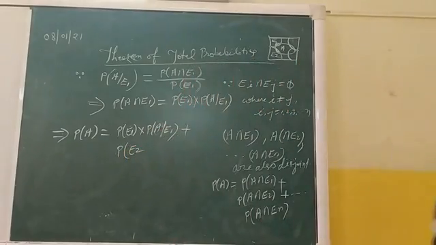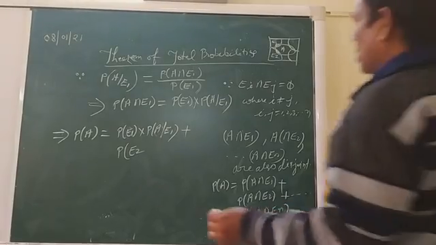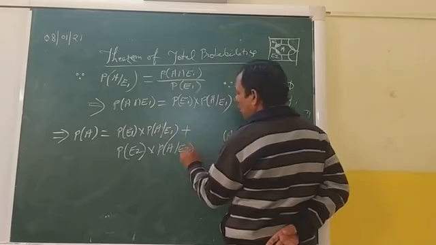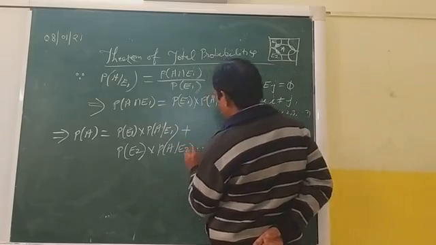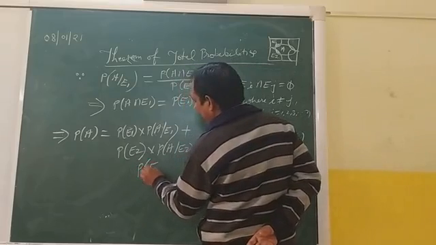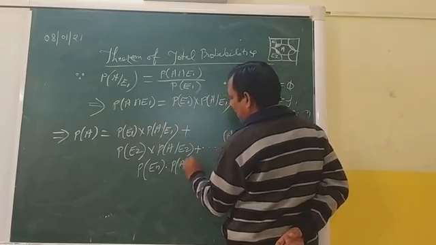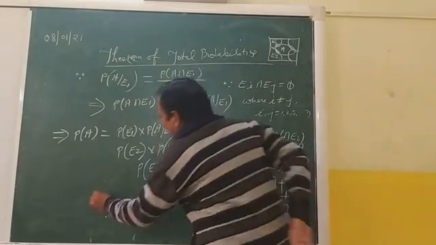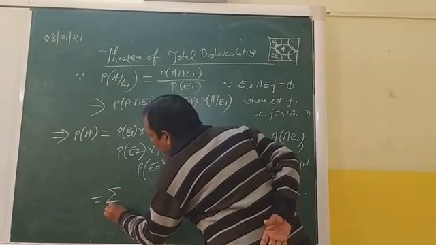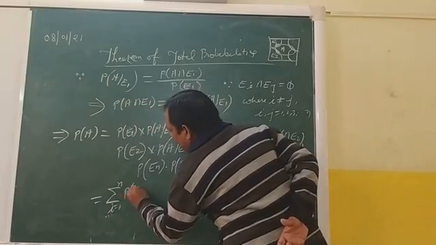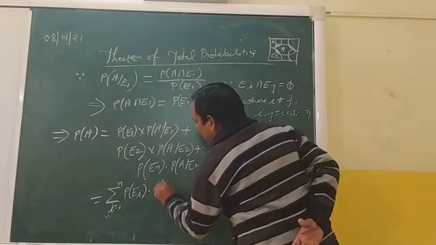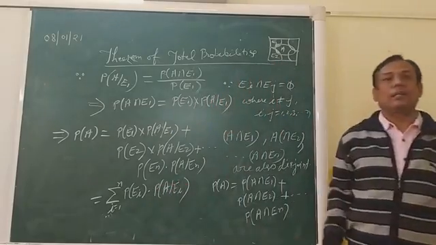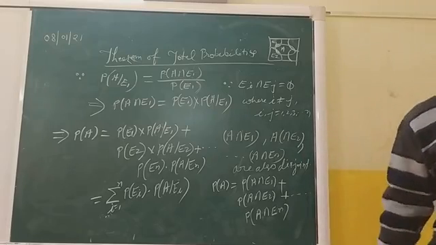PE1 into PA by E1, plus PE2 into P of A by E2, and so on, plus PEn into P of A by En. Got it? So if you write in summation form, then you can write it as summation i equal to 1 to n of P of Ei into P of A by Ei. Got it? Clear? Thank you. We will meet in the next class. Okay?